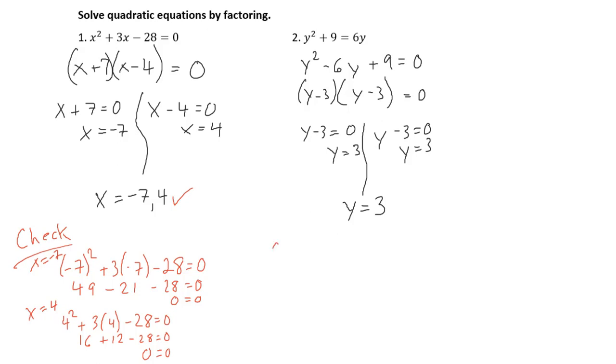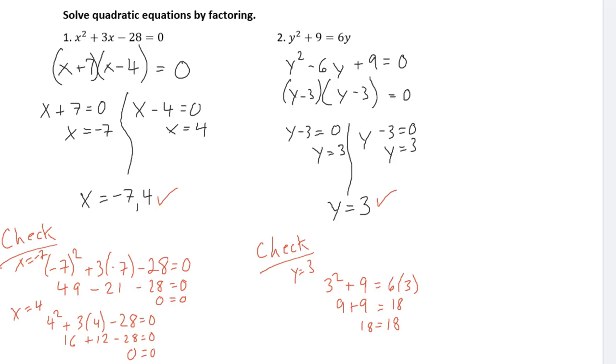We can check that, because again, it is a solution to the equation above. So when y equals 3, that's 3 squared plus 9 equals 6 times 3. So that's 9 plus 9 equaling 18. Left side's 18, right side's 18. So that is our solution.